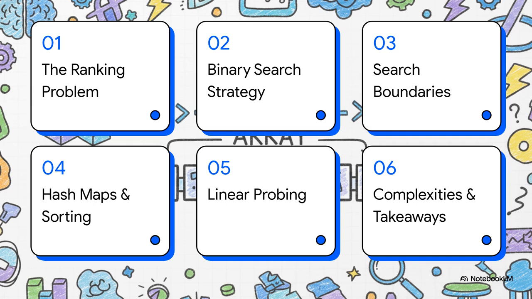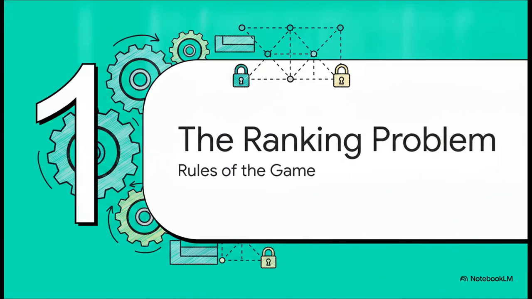Here is our roadmap for today. We're going to start with the array ranking problem, then move into discretization and binary search. After that, we'll look at mastering search boundaries, explore hash maps and sorting, dive under the hood into linear probing, and finally wrap it all up with complexities and final takeaways. Let's get to it. All right, Section 1, the array ranking problem.